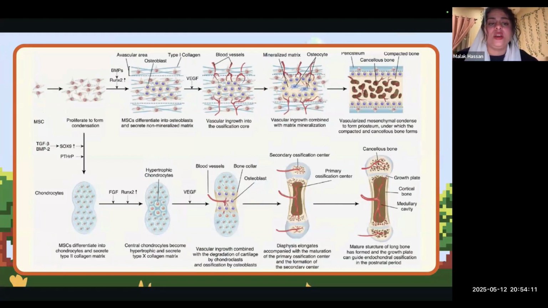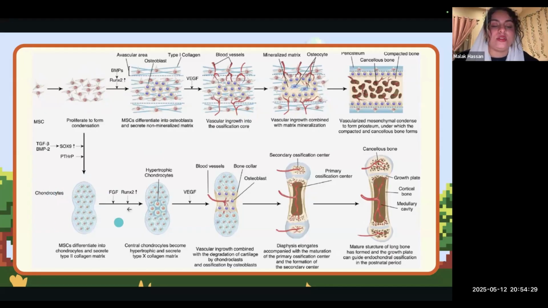intramembranous ossification. One more time, you have the mesenchymal stem cells, they proliferate and condense together, and then they differentiate into osteoblasts, and they're going to secrete osteoid, and then they're going to be vascularized, and then they're going to be mineralized, and that's it.